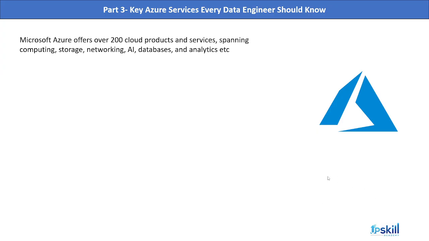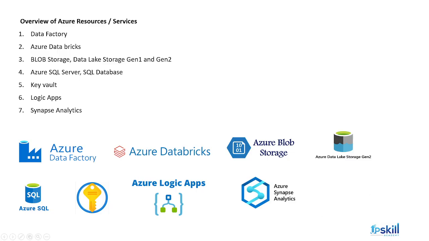So there are more than 200 services offered by Microsoft, which are categorized like hosting services, computing services, storage services, networking, AI, database services, and analytics services, and so on. However, while learning data engineering and deploying your work on a cloud platform, you require only a few services to learn. So here I have mentioned some important services every data engineer should know. Let me give you an overview of all these services.